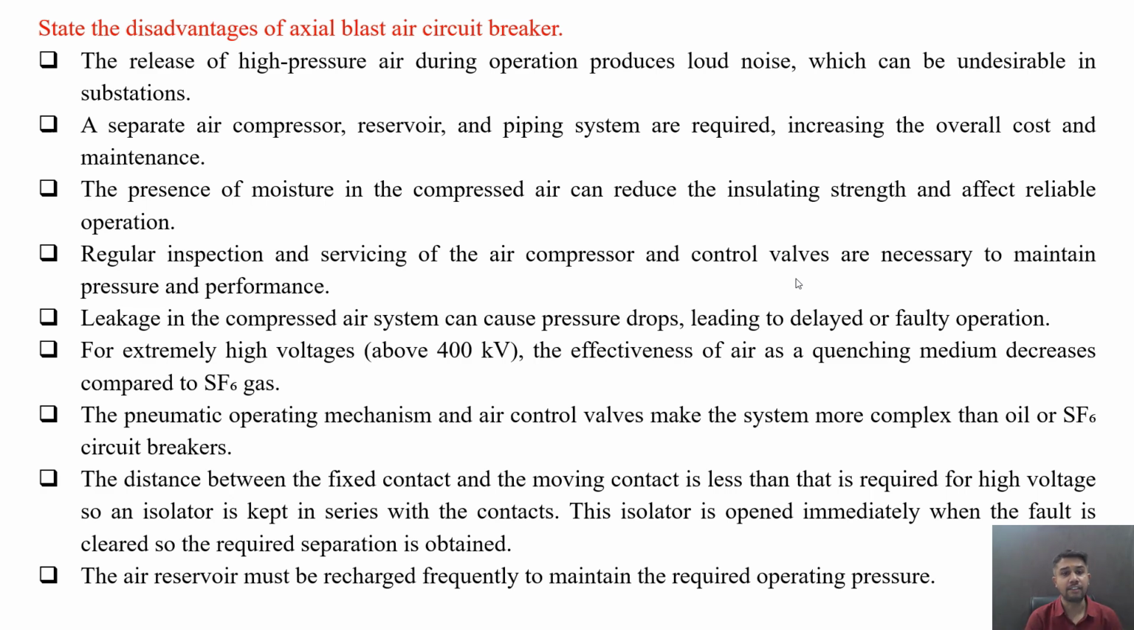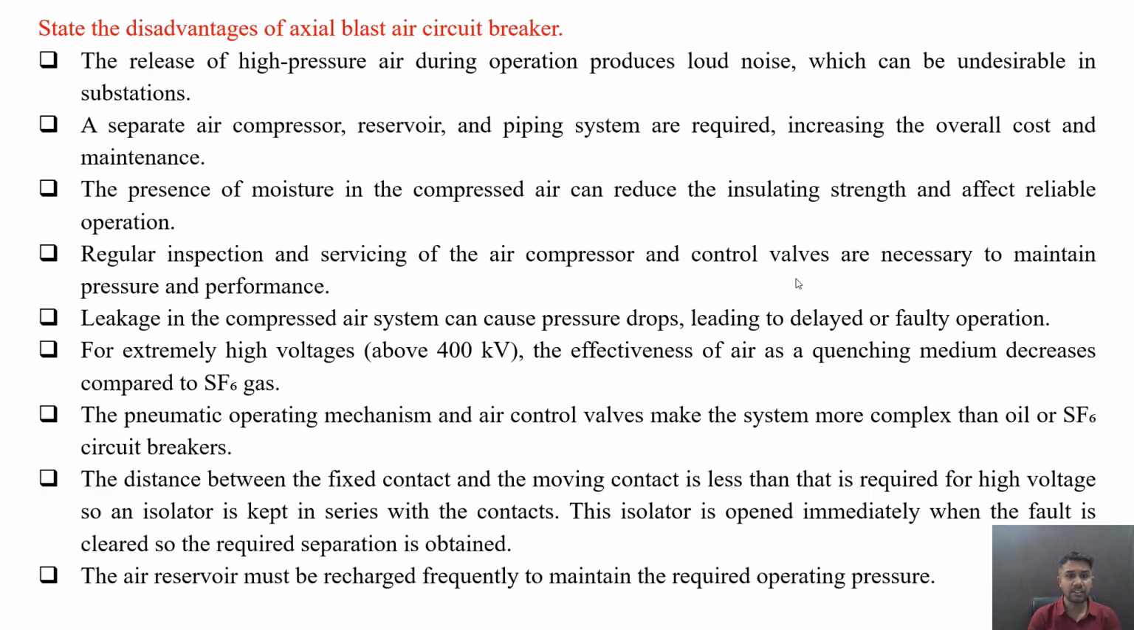For extremely high voltages, that is about 400 kV, the effectiveness of the air as a quenching medium decreases compared to SF6 or vacuum circuit breakers. The pneumatic operating mechanism and air control valves make the system more complex than oil or SF6 type circuit breakers.